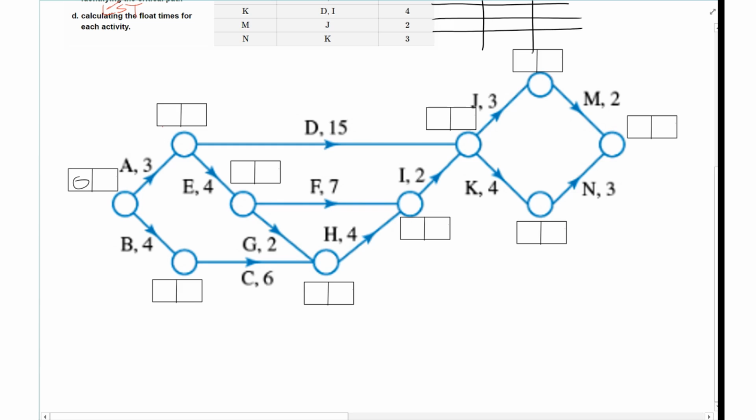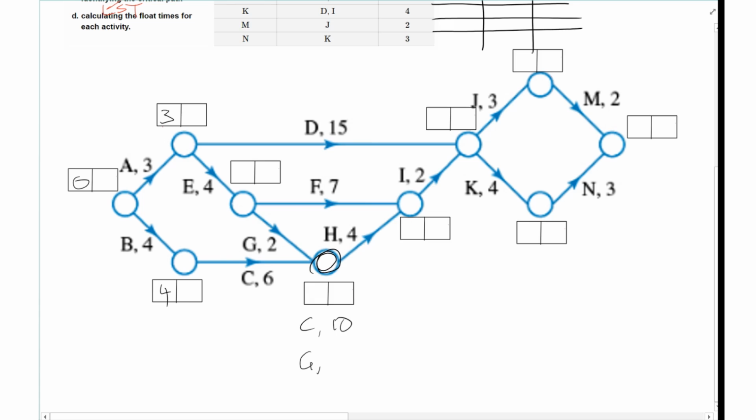So I start with 0 there. If I'm going for D and E, for either of those to start, I need to finish A, so I'm going to put a 3 there. Same for C: I've got to wait for B to finish, which will give me 4. Now, coming into this vertex here, I've got C and G. So let's just do C for the moment: 4 plus 6 equals 10. We'll come back to G in a moment.